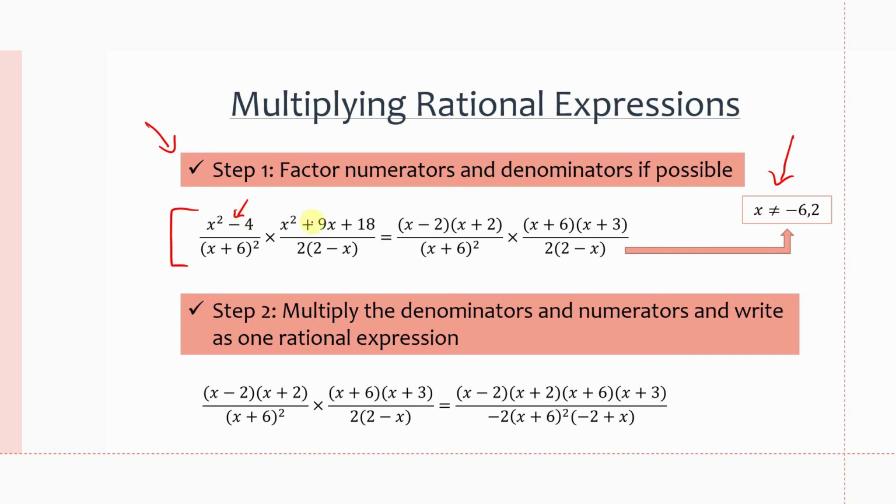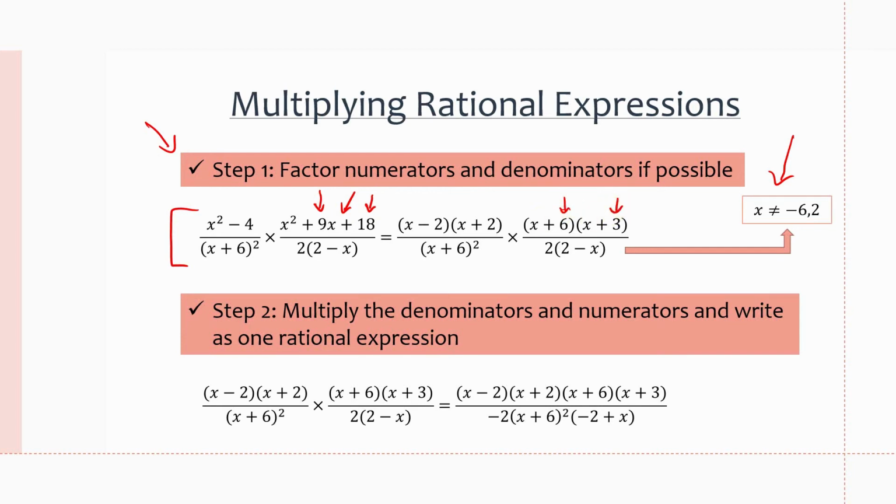Here we have a difference of squares, so we put it in the form of the square root of the first term, which is x squared, and the square root of that is x, and the square root of the second term, which is 4, and the square root of 4 is 2. Then we get x minus 2 times x plus 2, like we've done before, all over x plus 6 squared, because that's already factored, times the other numerator up here. It's a simple trinomial, and the two numbers that add to 9 and multiply to 18 are 6 and 3.